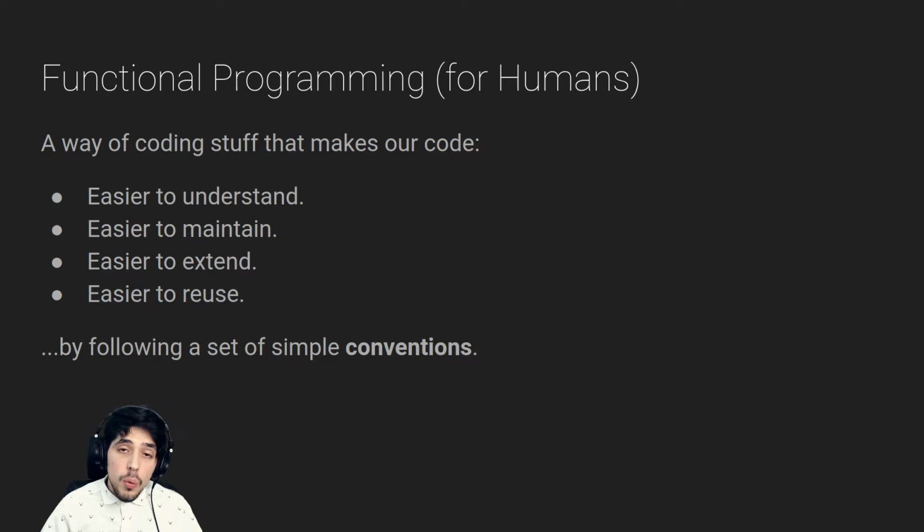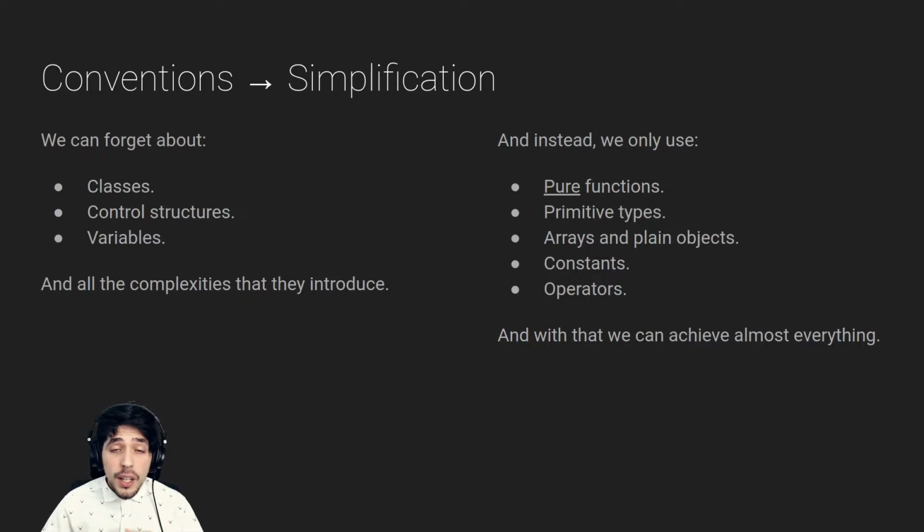So to achieve this, we need to follow a certain line of conventions. I say conventions and not rules, because they are not set in stone. It's not like as soon as you follow these rules, you can't go back. I mean, we are still working with JavaScript. It's still a language that supports stuff that is not functional. But the idea is to try to follow these conventions in order to achieve all this: easy to understand, easy to maintain, extend, and reuse, right? So the conventions could be interpreted as just a general simplification of how to code, right?